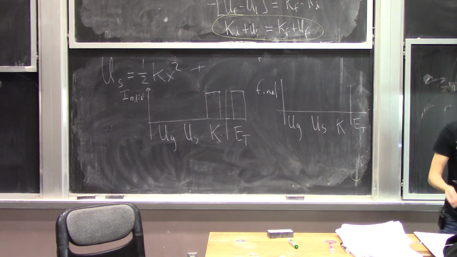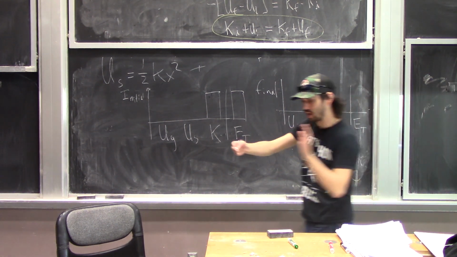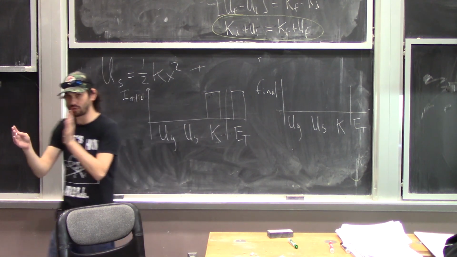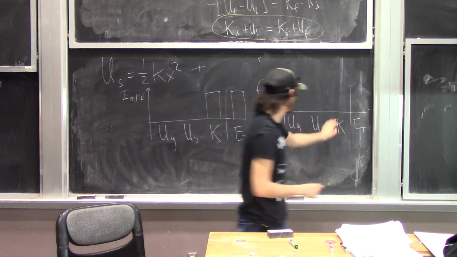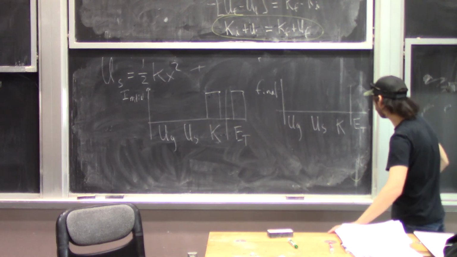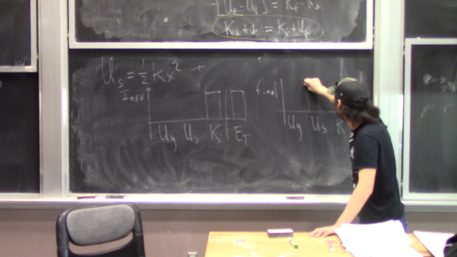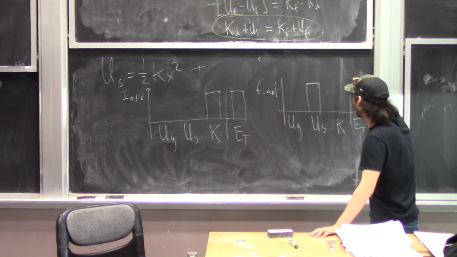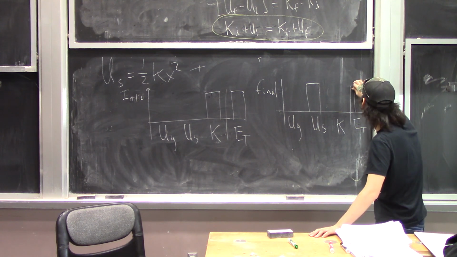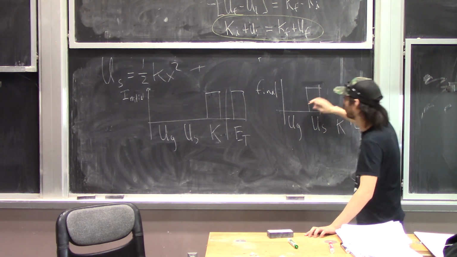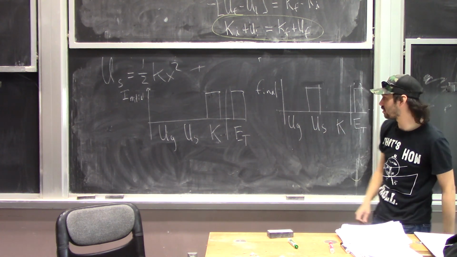Now in the final state, the spring's going to compress and the block is going to come to a rest. And so that means that we no longer have any kinetic energy. We only have spring potential energy. So that's going to look like this. And again, our E total, I should make these look the same height across this, but the E total is the same as it is here.